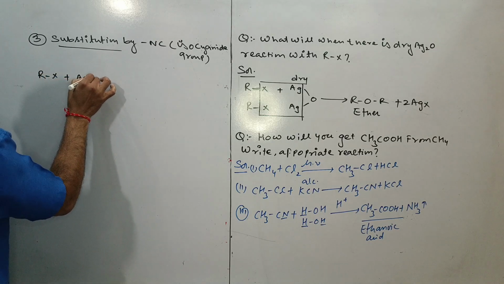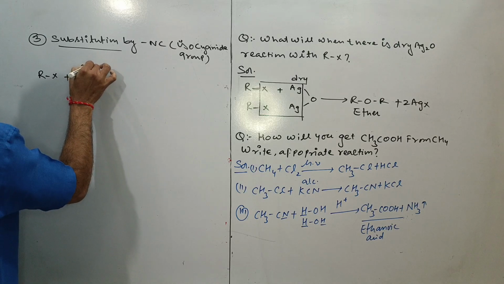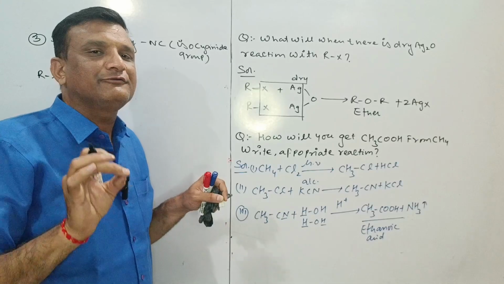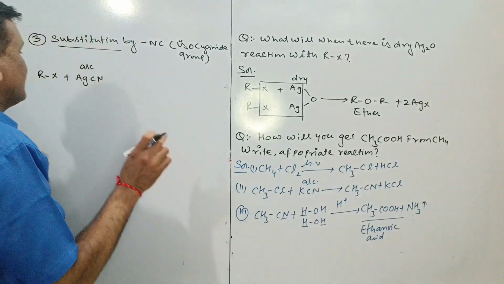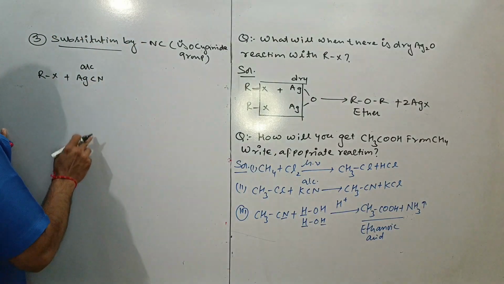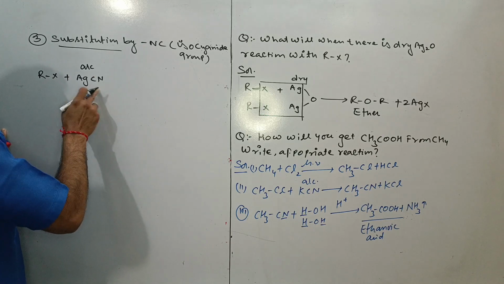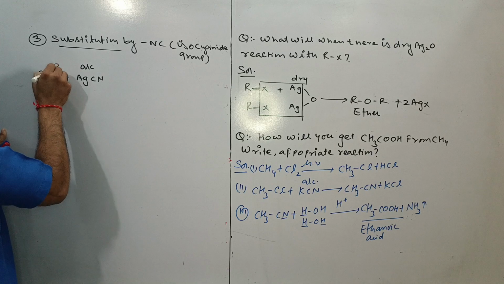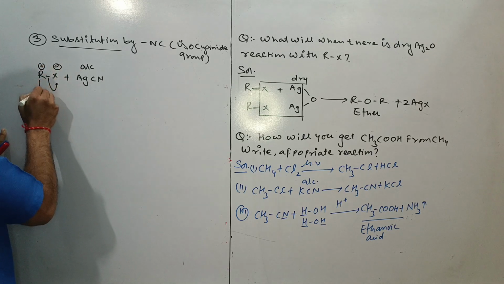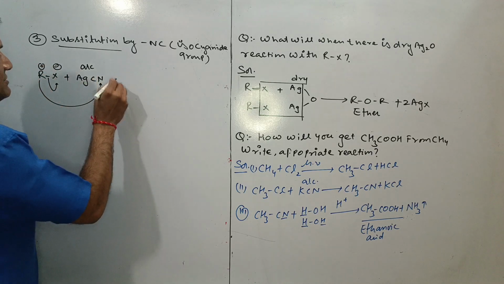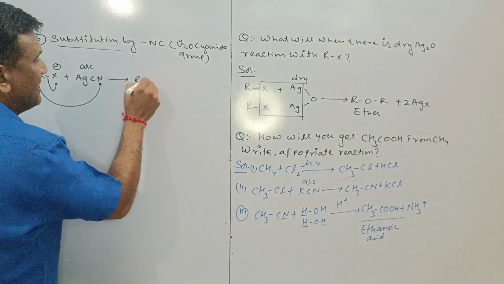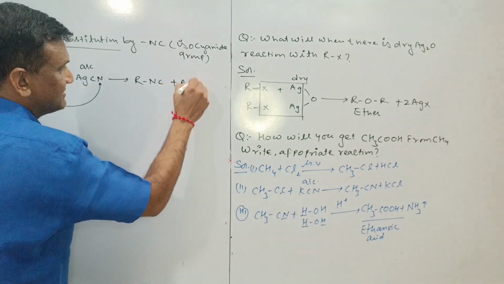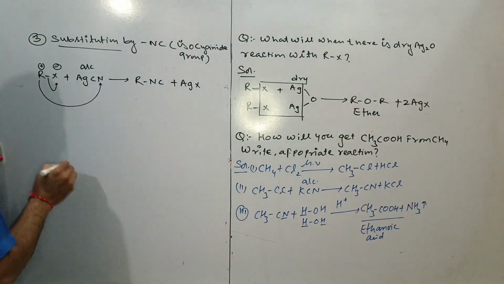We will take AgCN, also alcoholic, but Ag is just a d block element, and due to its metallic nature, the compound will be covalent. In that case, it cannot dissociate into Ag+ and CN-. So this time R will attack from the back side of the nitrogen. So here will be formation of R-NC and removal of AgX, the silver halide.